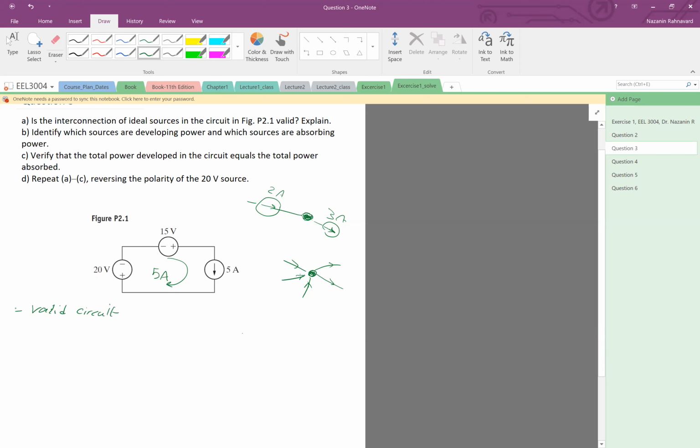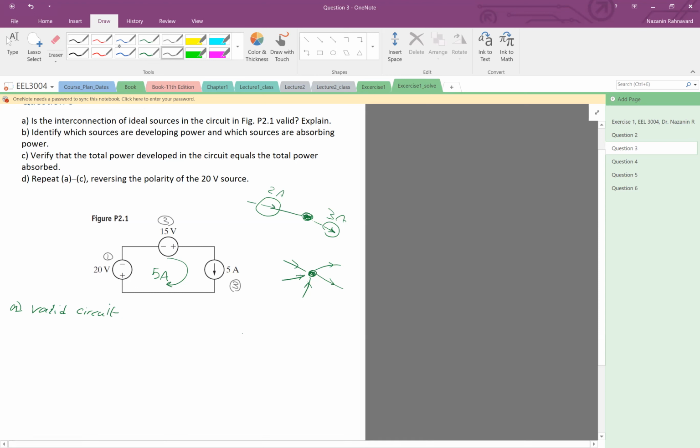Okay, part A done. Now part B: identify which sources are developing power and which sources are absorbing power. To do that, you have to find the power of each element and see if the power is positive or negative. So let's do it one by one. Let's say this is element 1, this is element 2, and this is element 3. For each of them, I need to know the voltage and current and then find the power.